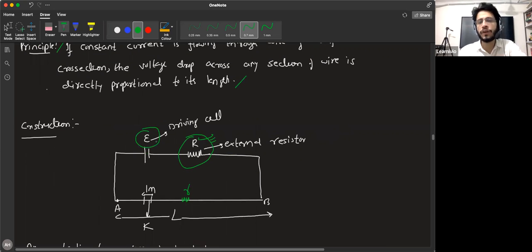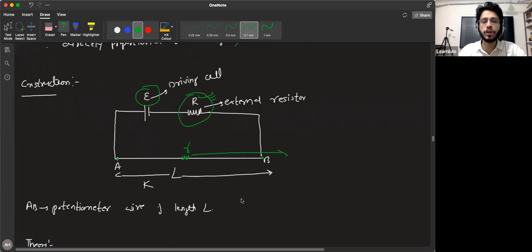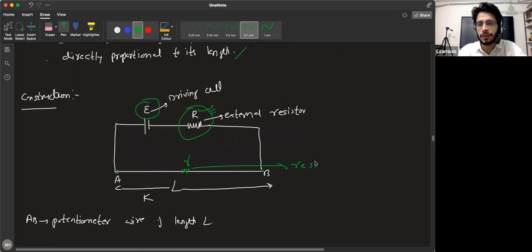So this is the construction of a typical potentiometer. This potentiometer has a wire, AB wire. This is the potentiometer wire. The whole measurement method is over this wire only. This wire has certain resistance. We call the resistance of the wire small r. Small r is not the internal resistance. Small r is the resistance of your potentiometer wire.